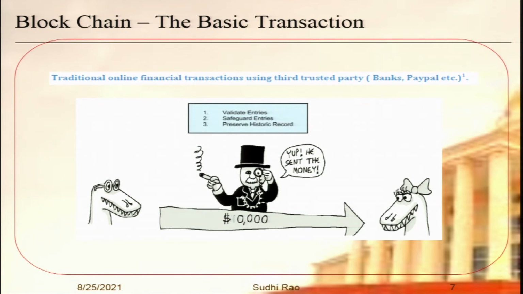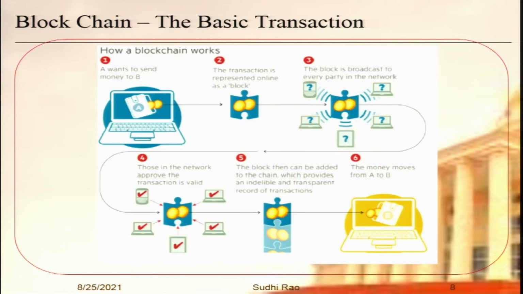This is a typical transaction, I will not go into it. There is the buyer, there is the seller, and there is a third party who validates the transaction. In blockchain, the transaction goes as one of the transactions into a block. Whenever a transaction happens, A wants to send money to B for buying something, that transaction is distributed among all the players in the block.